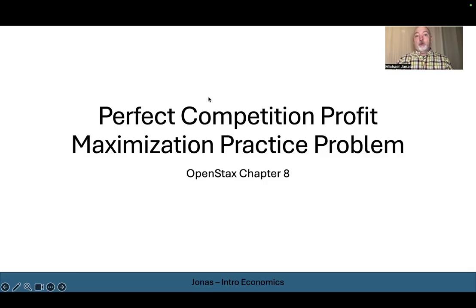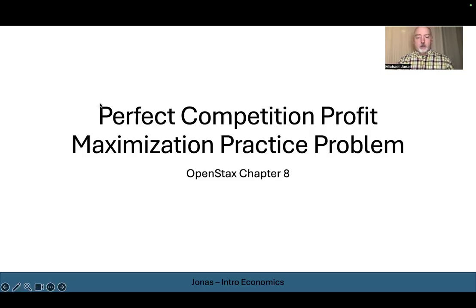All right, we're going to walk through a little numerical practice problem on perfect competition. This comes from the material in Chapter 8 of your Intro Econ OpenStax textbook. The assumption here is that you've gone over the theory, the definition, the concepts of profit maximization in the short run and the long run in perfect competition, and this is just a little numerical scenario to work through.